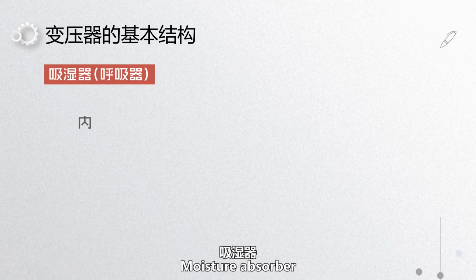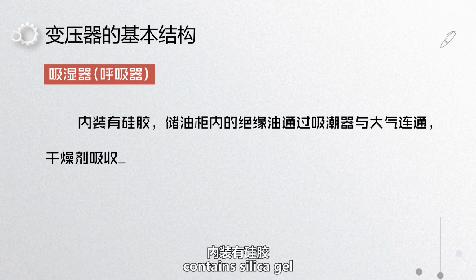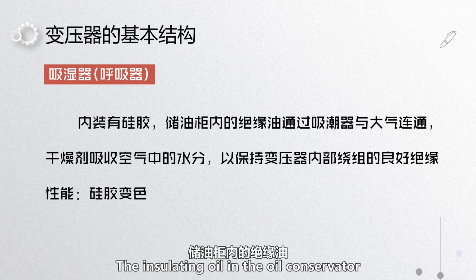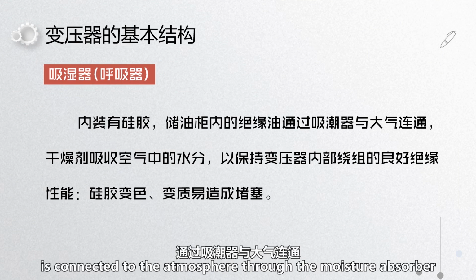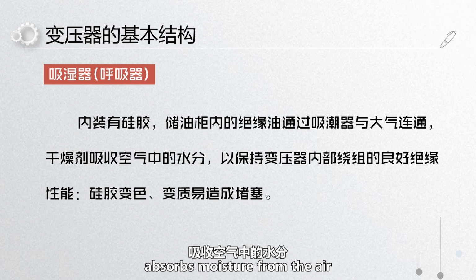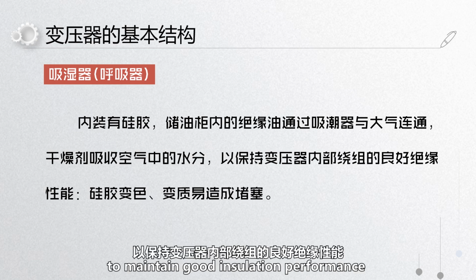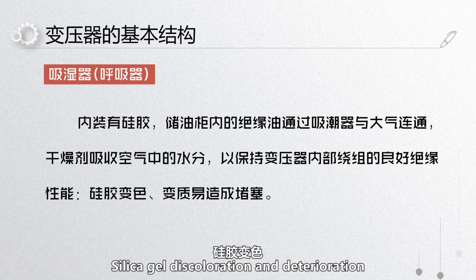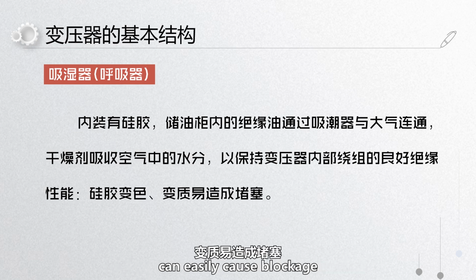Moisture absorber, breather, contains silica gel. The insulating oil in the oil conservator is connected to the atmosphere through the moisture absorber. The desiccant absorbs moisture from the air to maintain good insulation performance of the internal windings of the transformer. Silica gel discoloration and deterioration can easily cause blockage.